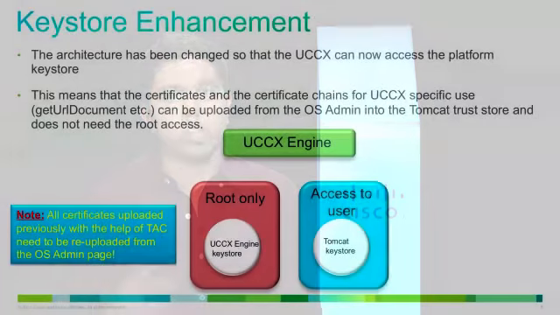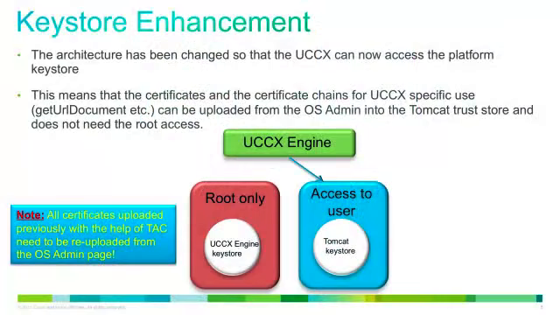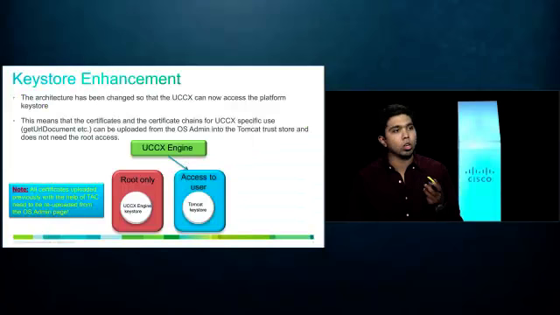So what has changed is that UCCX, instead of accessing the engine keystore, will now access the Tomcat keystore itself. And like I've already told, the Tomcat keystore is exposed to the user. So you don't have to contact TAC and obtain root access. You can just upload the certificate and the certificate chain into the Tomcat keystore via the OS administration.